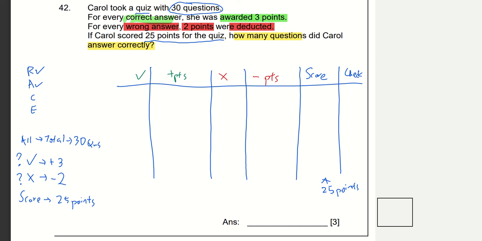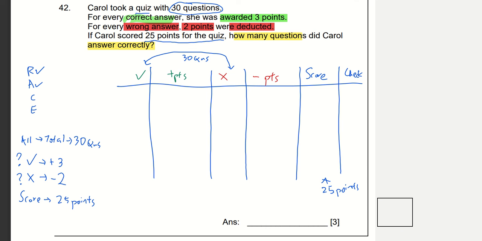Okay, so let's go about it. So the key point will be when I look at these two columns, it should add up to 30 questions. Okay, and the score should hit 25.